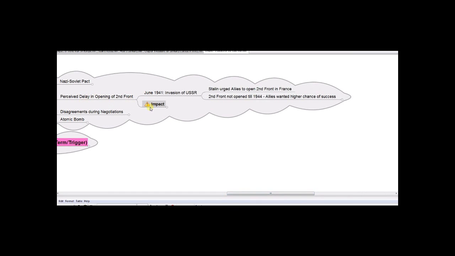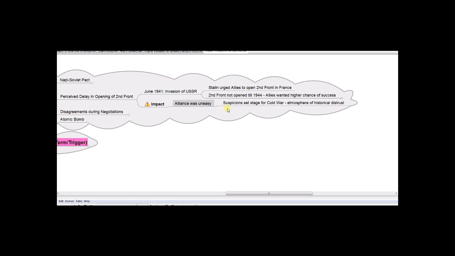Okay, and what was the impact of the perceived delay in the opening of the second front? Essentially, this created a very, very uneasy alliance throughout the course of World War II. And although Britain never really fell to the Germans, they were still defending on that side. Stalin and Russia itself basically faced most of the pressure from June 1941 onwards.